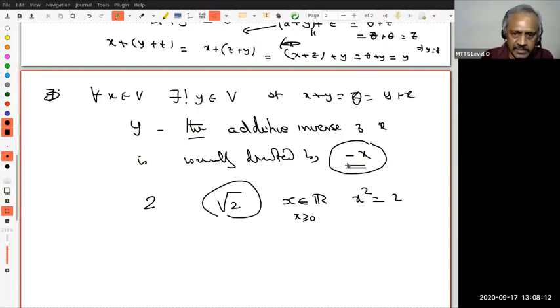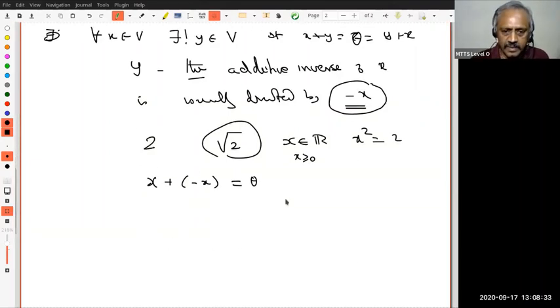And similarly, when I write y is the additive inverse of x, then I write that y equals minus x. Minus x is a notation. What does that mean? This means that you take this x and you add minus x. See, minus x is a notation for some vector. This equals theta. This is the real meaning. But usually what we'll do is we will always write it as x minus x. I will come to that in a minute.